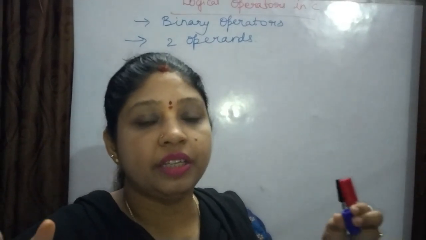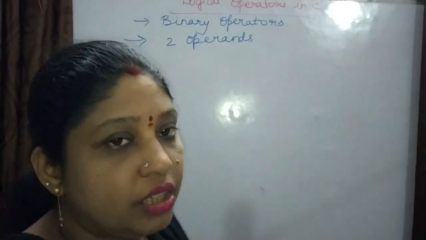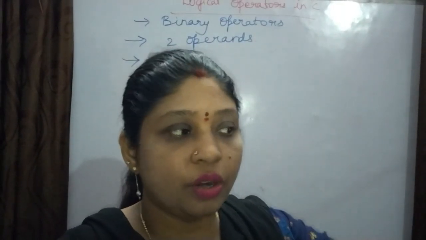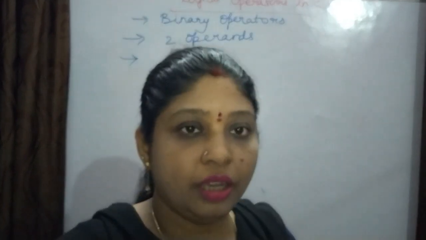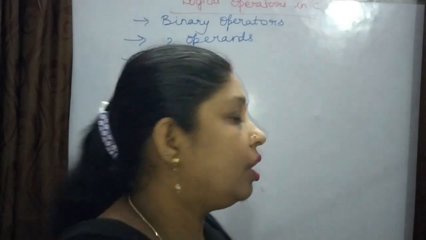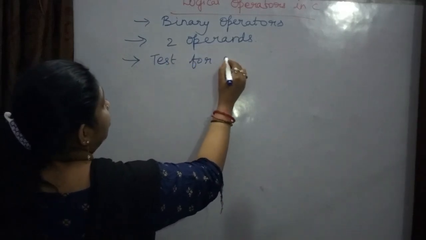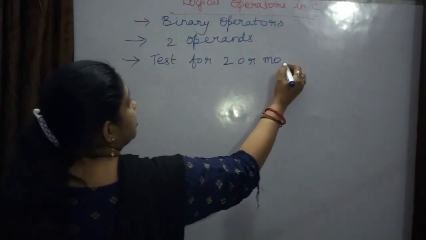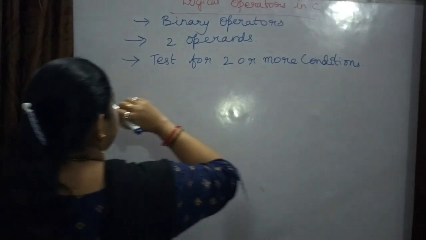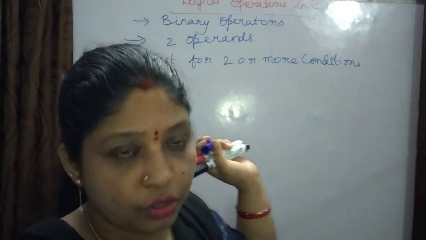So you will be using these types of operators, logical operators, for testing conditions. The difference between logical operators and relational operators is that in relational operators you give only one condition, while here you will give 2 or more conditions. That's why you call them logical operators. If you want to check 2 or more conditions, then these logical operators are used.